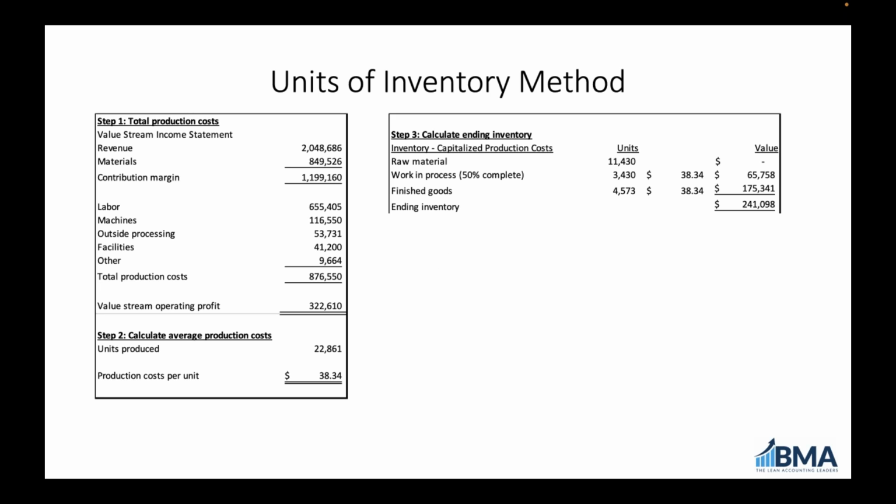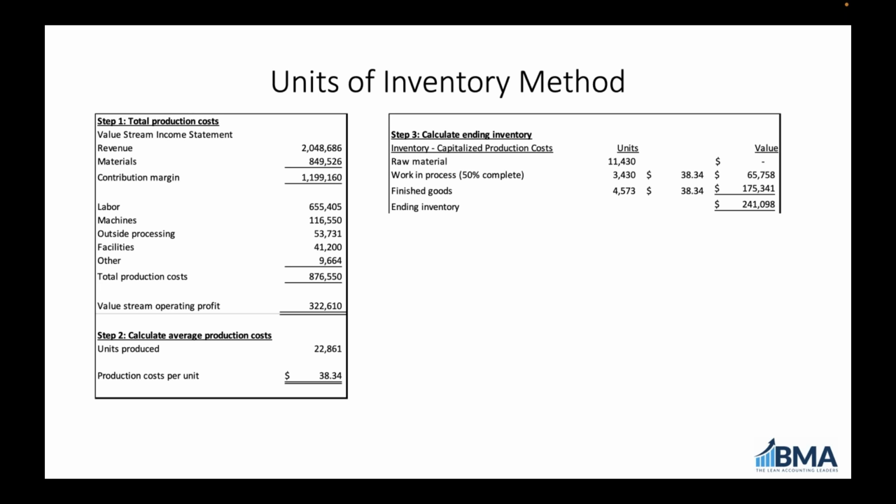Step 3, how many units do we have in ending inventory? So again, we're just looking at the production costs. So raw material, there's no production costs assigned to raw material, but there's the material cost. Work in process, again, 3,430 units multiplied by 50% times 38.34, 65,758. Finished goods, 4,573 units multiplied by 38.34.